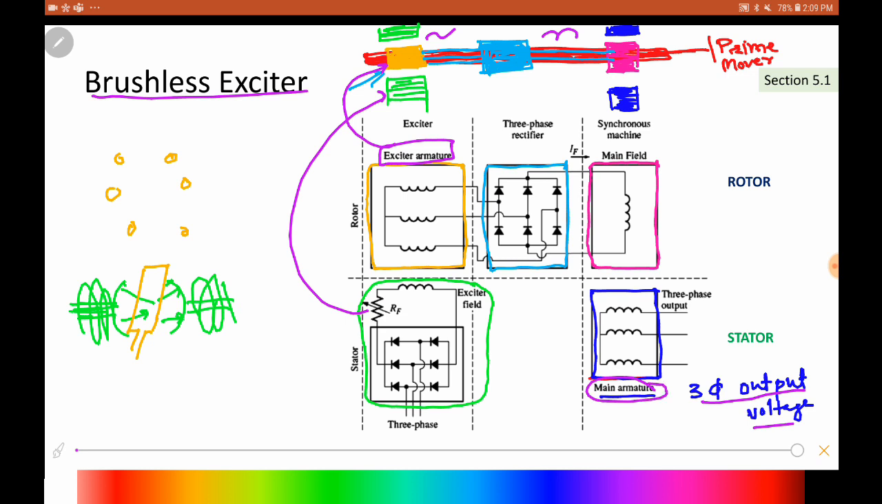Okay, so which is the main armature. So now notice the words. The main armature is on the stator, and the exciter armature is on the rotor. Armature is the coil where your voltages are induced. The main voltages are induced based on which generator you are talking about. So this is how the brushless exciter works. This is a very interesting piece of technology.